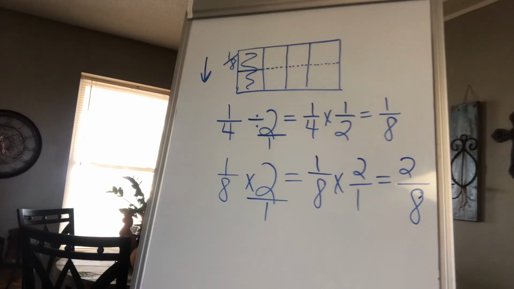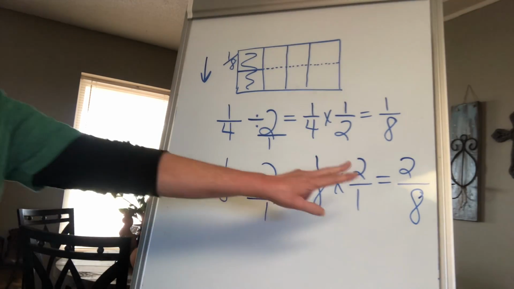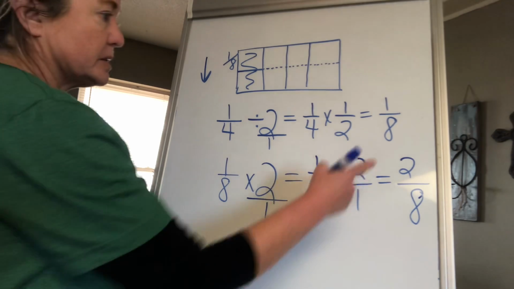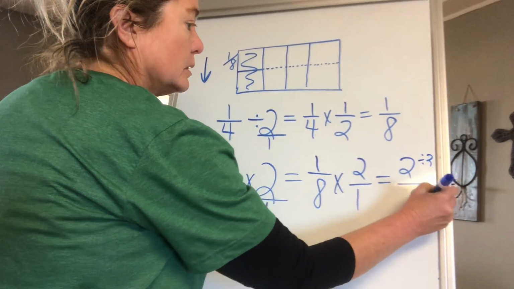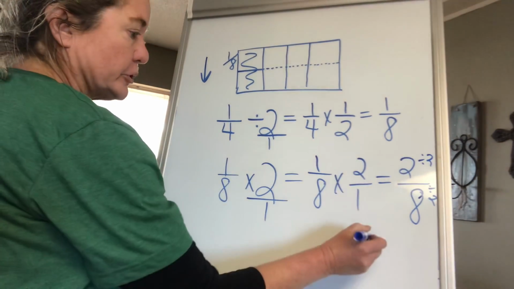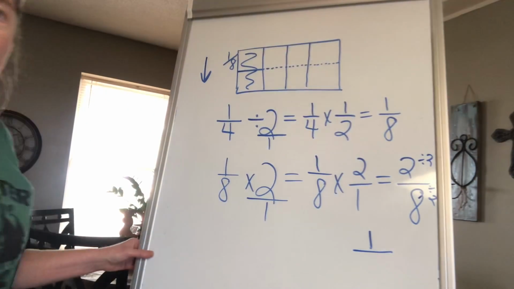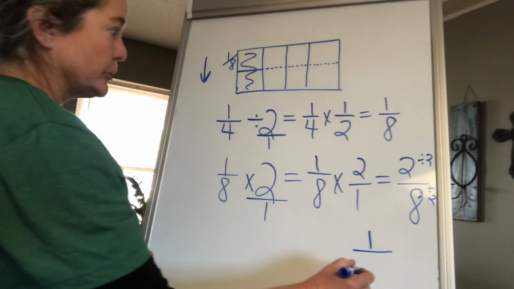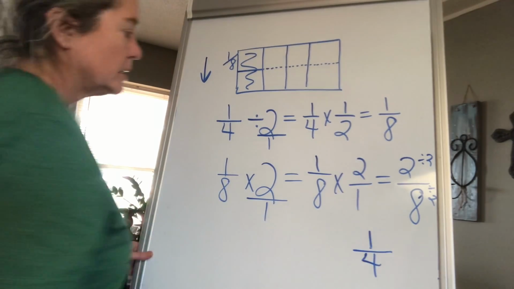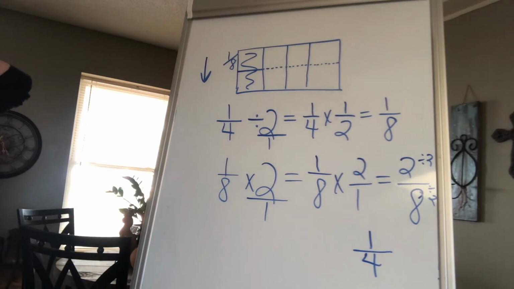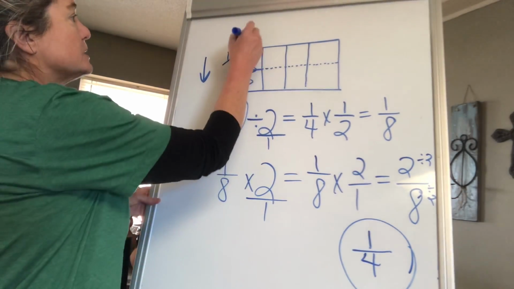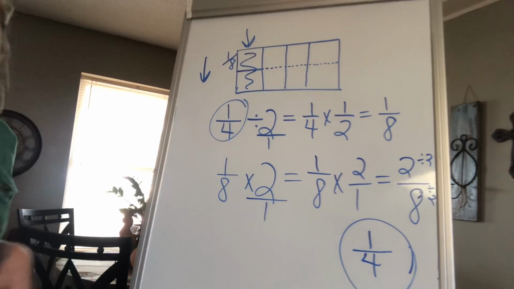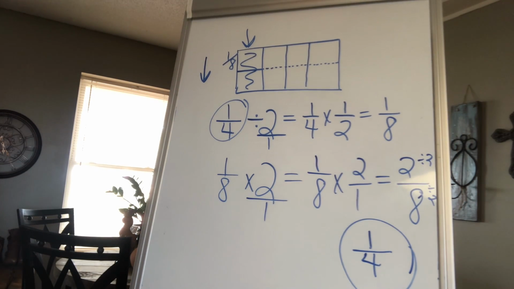If we simplify 2/8, they're each divisible by 2. So 2 divided by 2 is 1. 8 divided by 2 is 4. And this definitely fits our situation because 1/4 is what they had to share to start with. 1/4 of the potato salad.